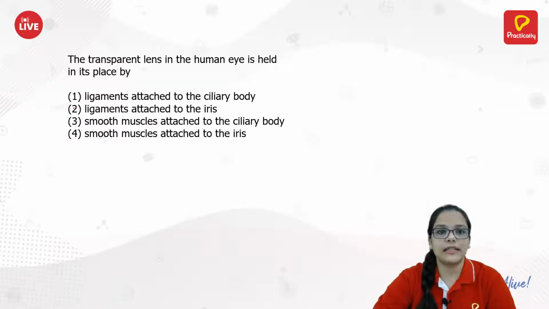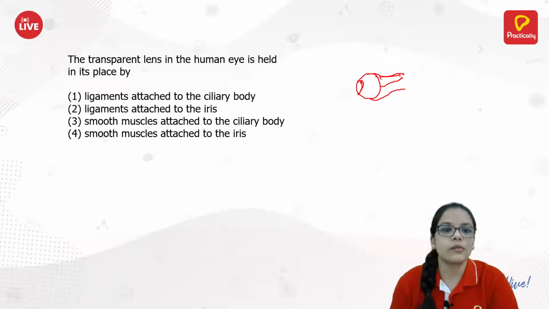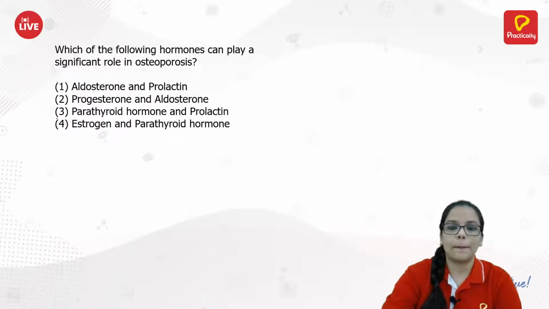The transparent lens in the human eye is held in its place by ligaments attached to ciliary body, ligaments attached to iris, smooth muscles attached to ciliary body, smooth muscles. Whenever we talk about the eye, these are the ligaments which attach it. Ligaments attached to the ciliary body.